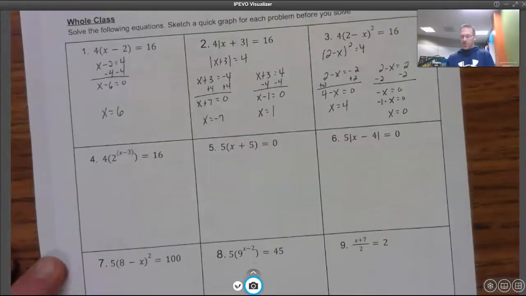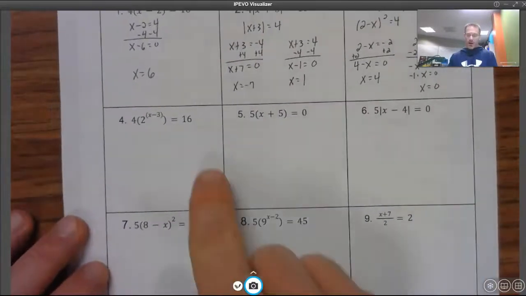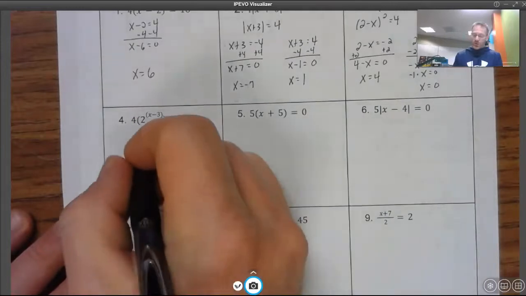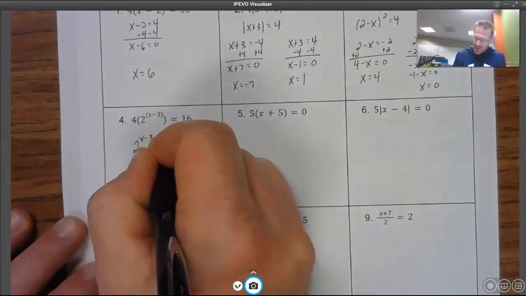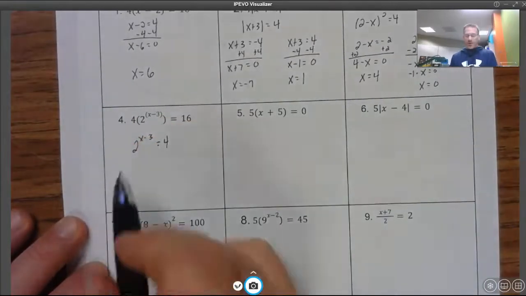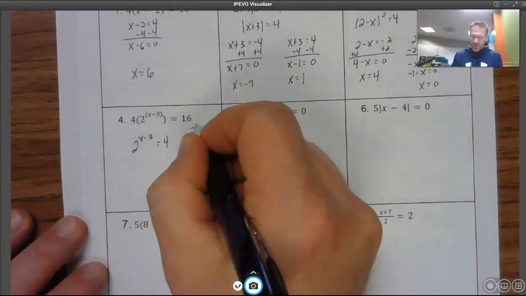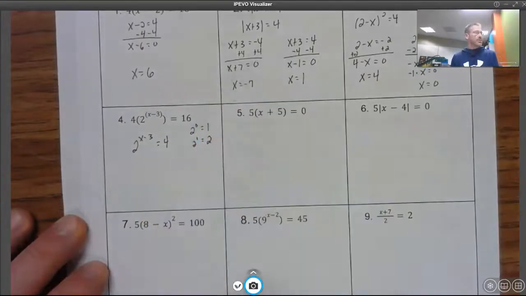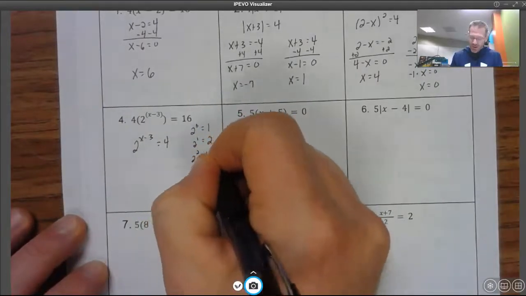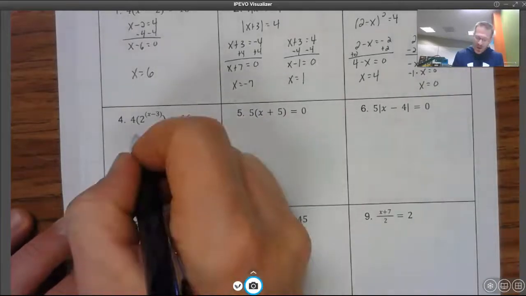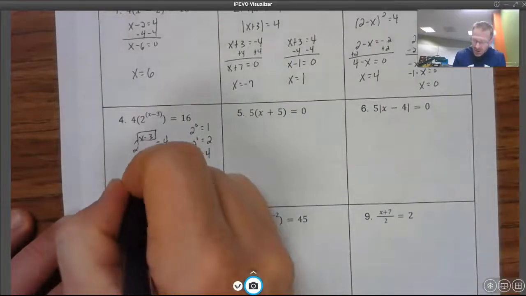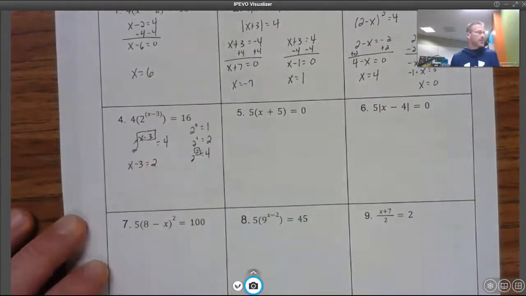All right, number 4 here. Once again, 4 times what is 16? 4 times 4 is 16. So 2 to the x minus 3 has to be 4. Now, once again, this is an exponential. If we go through our powers, 2 to the 0 is 1, 2 to the first power is 2, 2 squared is 4. So the power here has to be 2 to make it 4. That means x minus 3 has to be 2.